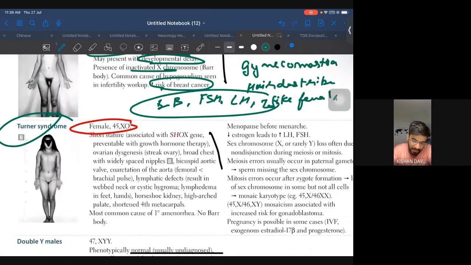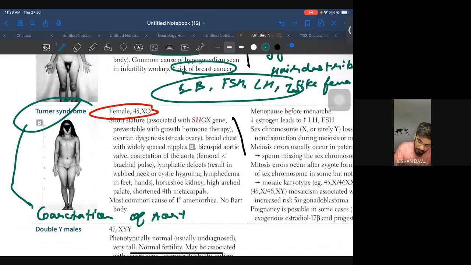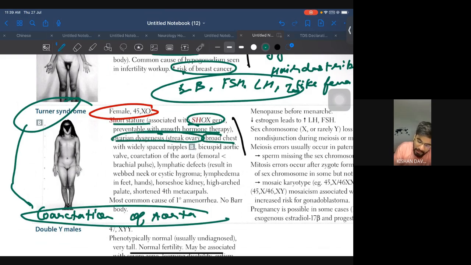Coming to Turner syndrome. One thing we did in CVS: the important link of Turner syndrome is coarctation of aorta. Turner syndrome with coarctation of aorta is very important. Now see here: short stature, SHOX gene, treatable with growth hormone therapy. Ovarian dysgenesis, there will be streak ovary. There will be broad chest with widely spaced nipples. Bicuspid aortic valve, coarctation of aorta, femoral pulse delayed compared to the brachial pulse. So this is all very high yield.